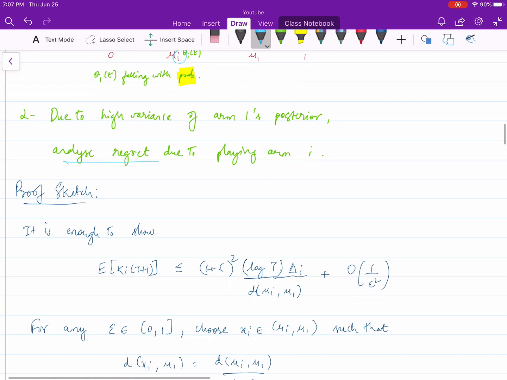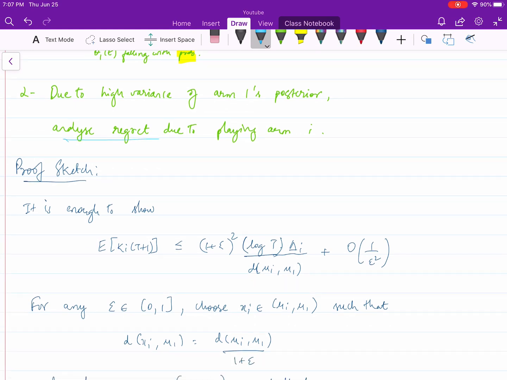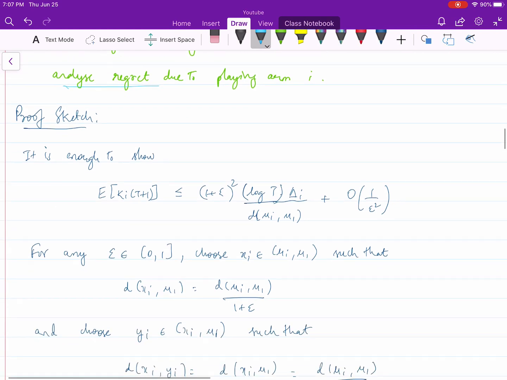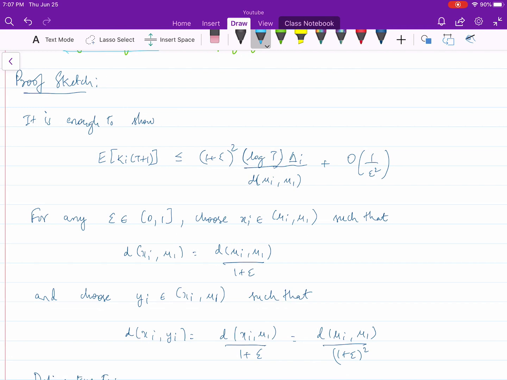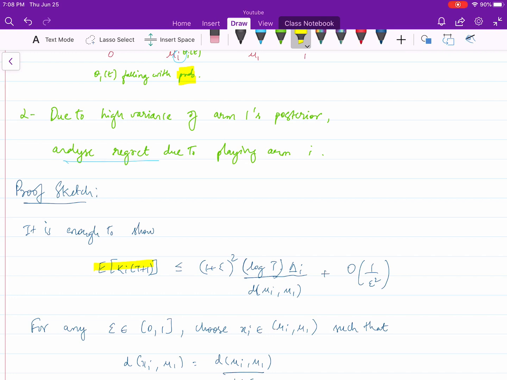Now for the proof sketch. I say this is a sketch because a few of the constants are really hard to present in this video, so I'll be skipping those finer details, but I would be giving bigger picture ideas wherever needed. Now we limit our analysis to just one of the terms in the regret, the expectation of k_i of T plus 1. If we show this, then the main result can be shown.